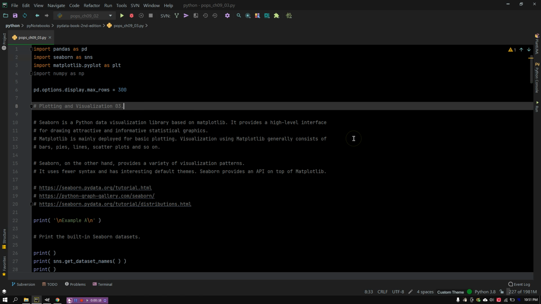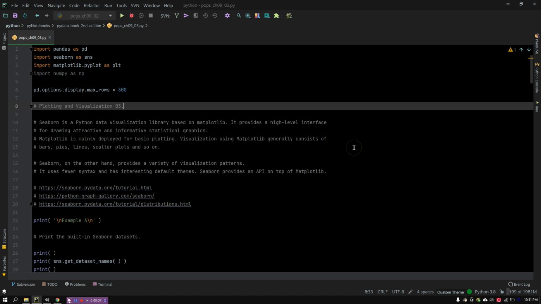Plotting and Visualization 3, Chapter 903. Seaborn is a Python data visualization library based on Matplotlib. It provides a high-level interface for drawing attractive and informative statistical graphics.